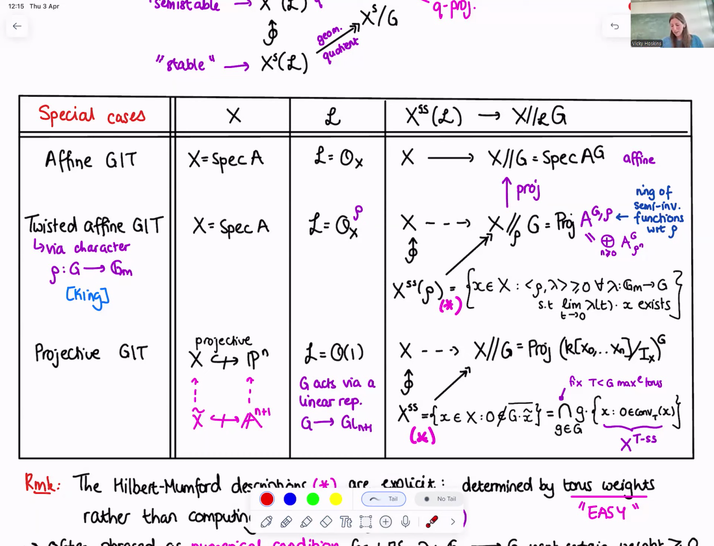And you take, so you lift X to a point X tilde inside the affine cone, and you take its orbit and its orbit closure and ask whether the origin is contained inside there. So that's kind of a topological description, but then there's a very sort of combinatorial description, which is if you fix a maximal torus, then you basically just can compute the semi-stable locus for the maximal torus and then sweep out by the G action.